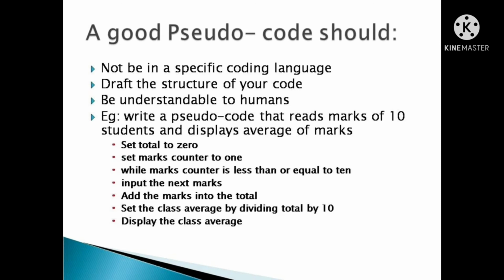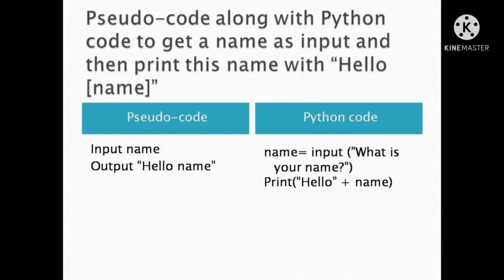Add the marks into the total. Set the class average by dividing total by 10. Display the class average. This is the pseudocode that reads the marks of 10 students and displays the average of marks. We can discuss another example for pseudocode along with Python code.